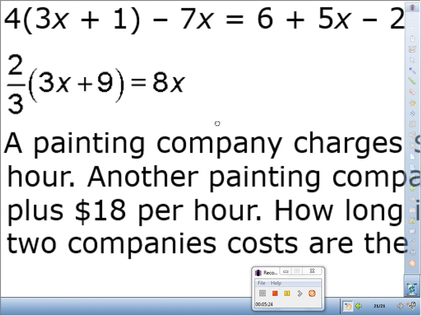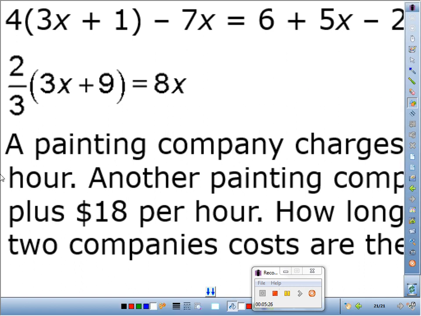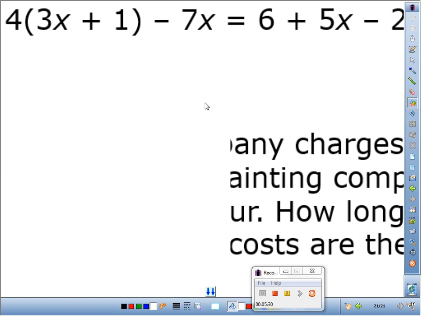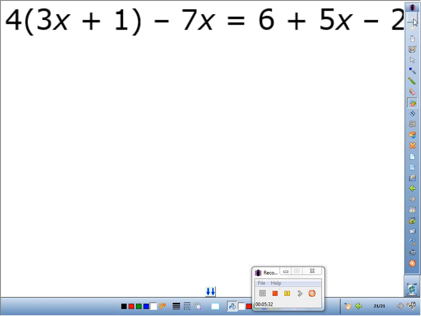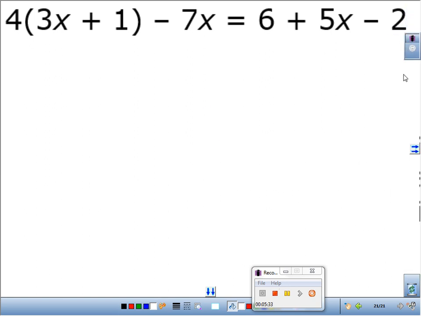Okay, number 4, and let me make some space here. Okay, here it goes. So, line down the equal sign, and I'm going to start on the right hand side. Can we combine anything here?